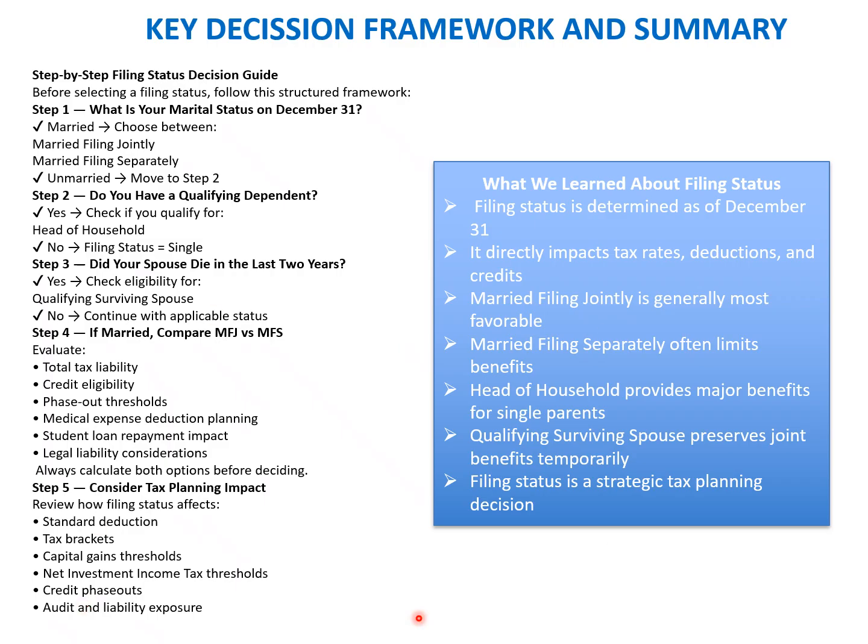So what have we learned in this chapter? Filing status is determined as of 31st December. It directly impacts tax rates, deductions, and credits. Married filing jointly is generally the most favorable. Married filing separately often limits the benefit. Head of household provides a major benefit for a single parent. Qualifying surviving spouse preserves joint benefits temporarily. Filing status is a strategic tax planning decision and needs to be understood in detail while we adopt the final tax filing status. So with this, we come to the end of this chapter. We'll move to the final. Thank you.